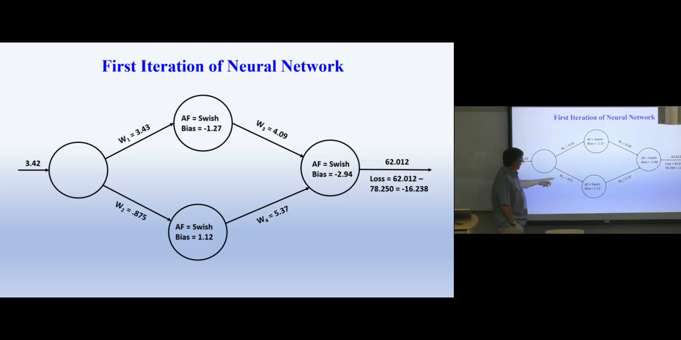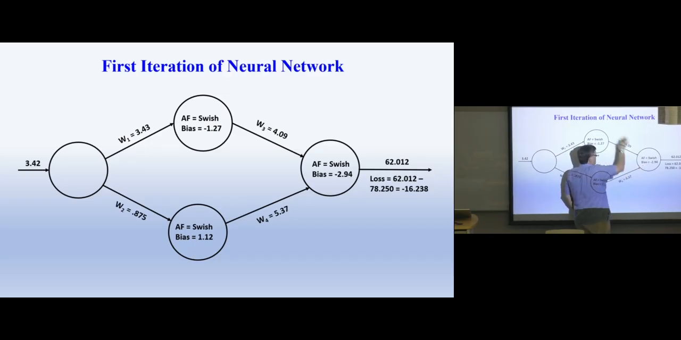Here, I multiply 3.42 by 0.875, add the bias. I'm going to use the activation function as swish. Whatever that sum is, notice, I need the sum of 3.42 times 3.43 minus 1.27, whatever that number is, then it goes this way and you multiply it by 4.09, add the bias. Okay, this is great. This one comes this way, does the same thing, whatever that number totaled out to be, multiply by 5.37, subtract this bias.